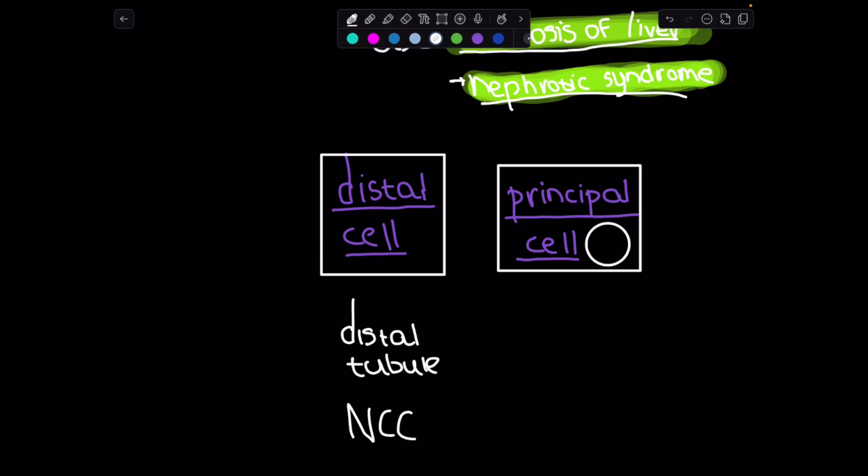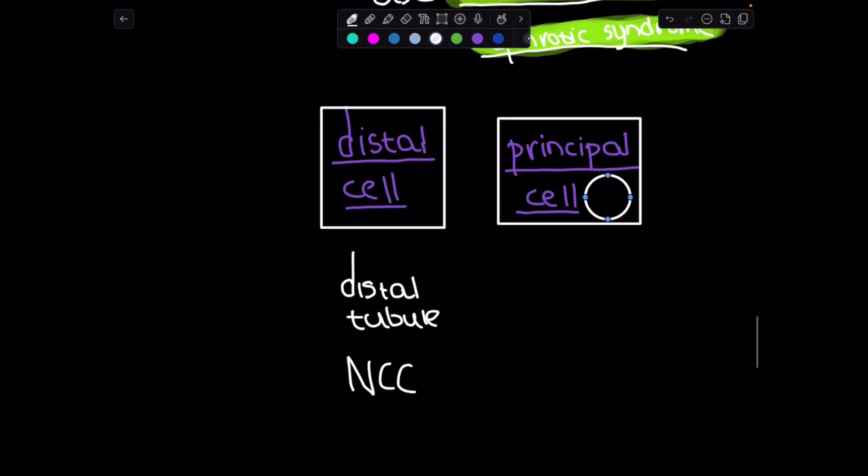Good. So principal cells, where do we find them? Principal cells are found in the late distal tubule and the collecting duct of the nephron, where they regulate sodium reabsorption. Where do they get the name principal?